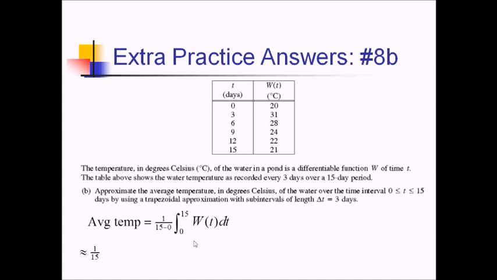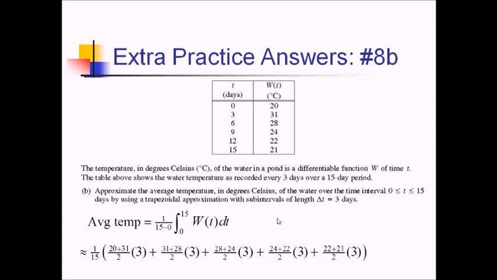So let me get some trapezoids here. My first trapezoid is going from 0 to 3, so that's going to be 20 plus 31 over 2 times a height of 3. Then I have 31 plus 28 over 2 times a height of 3. It's always going to be a height of 3 because we've got subintervals of length 3. Next, we have 28 plus 24 over 2 times 3, 24 plus 22 over 2 times 3, and 22 plus 1 over 2 times 3.